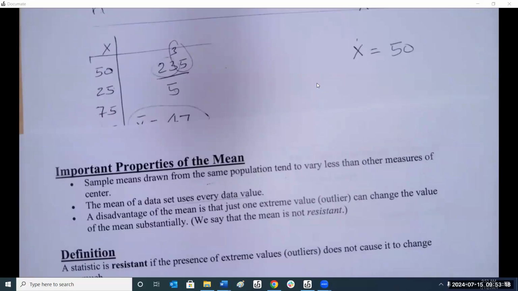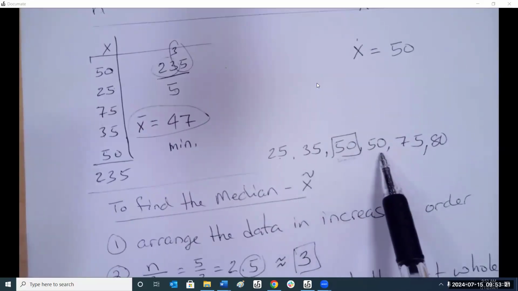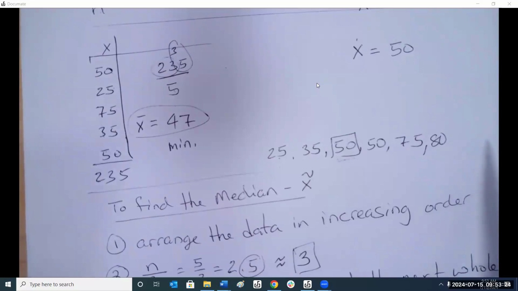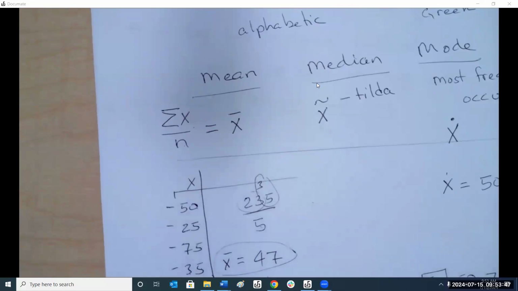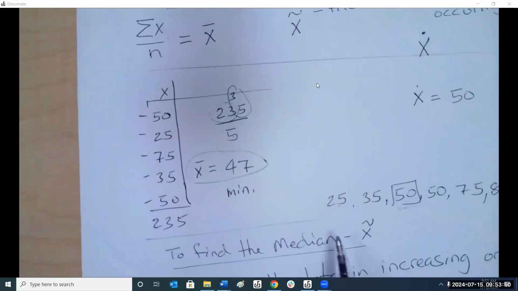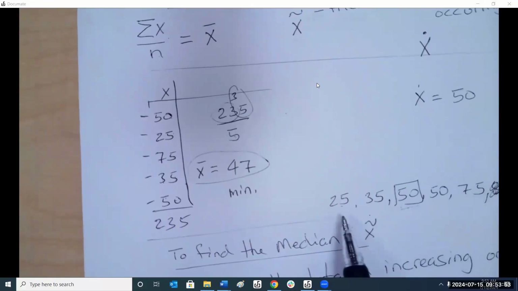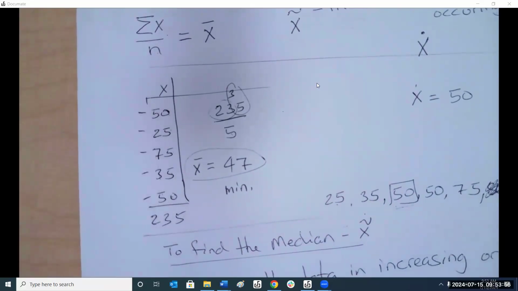So if we have an outlier in our data set, if we went from 25, 35, 50, 50, 75 to 300, that outlier is going to change the whole structure of it. Because in our data set, we have 1, 2, 3, 4, 5. We only had 5 data points originally.